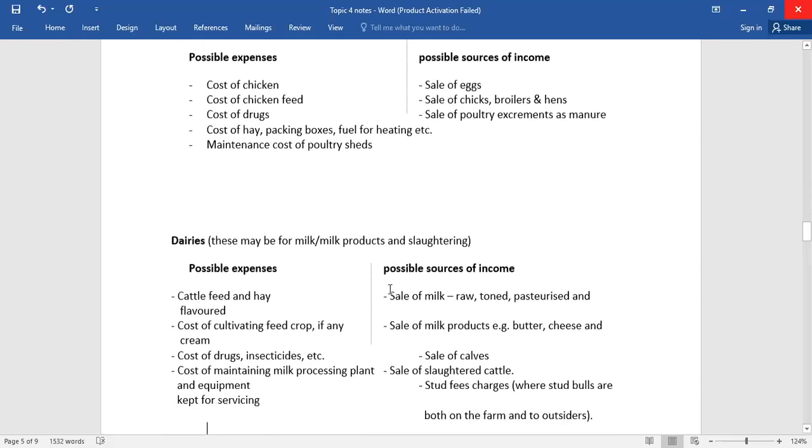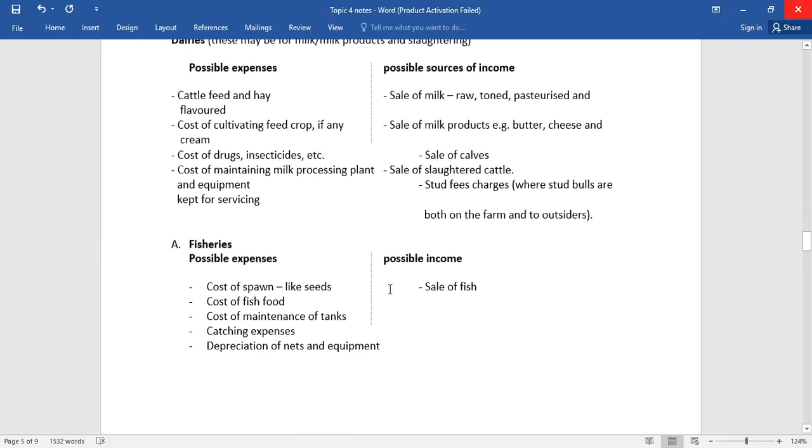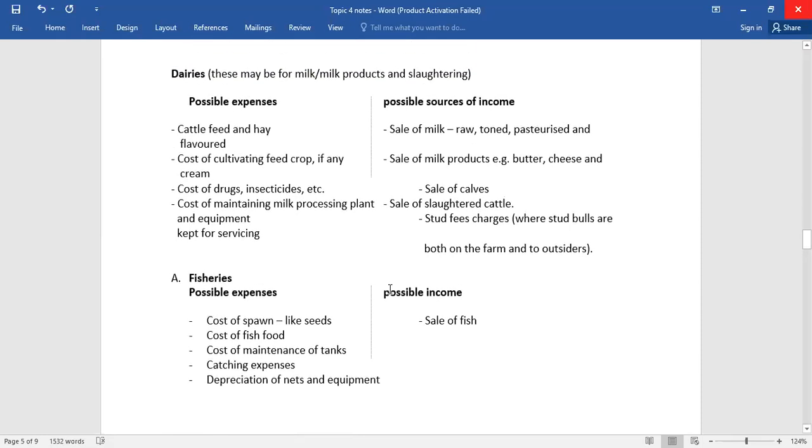For dairy farming, these are the possible expenses. So cattle feed, hay, cost of cultivating. So you can see it's explicit, it's obvious. Now the possible sources of income will be sale of milk or its products, sales of calves. We have sale of slaughtered cattle, stud fee charges.